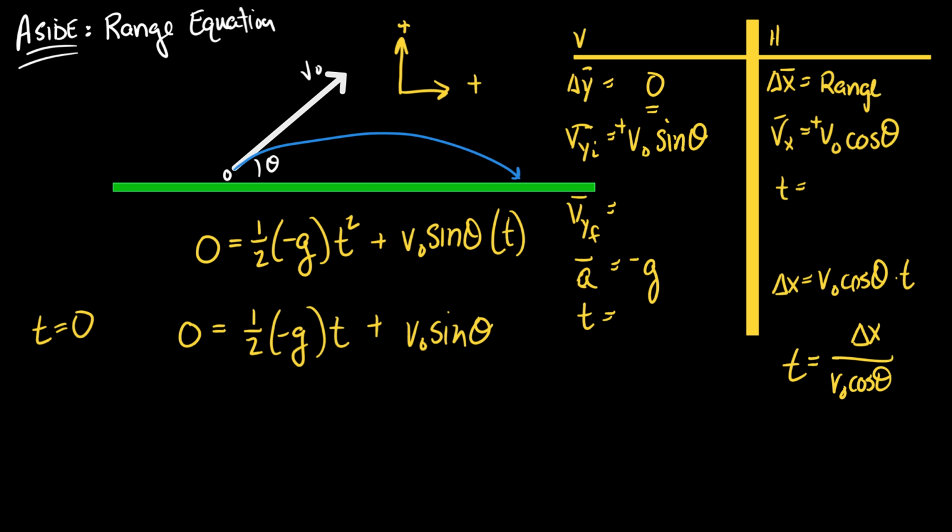So now I have to do the substitution, right? We're going to take this guy and put him in there. So 0 equals, I'm going to write this as negative g over 2, because that's really what it is. If I multiply 1/2 times g, I just get half of g. And then inside the parenthesis, I will have delta x over V naught cosine theta plus V naught sine theta.